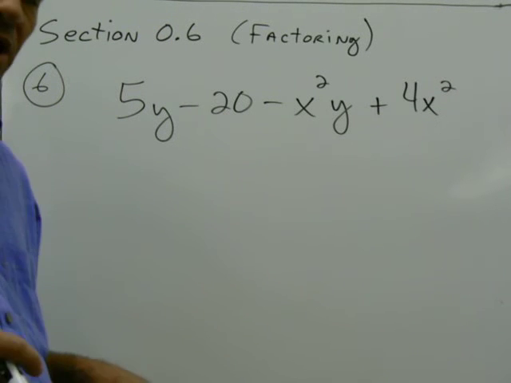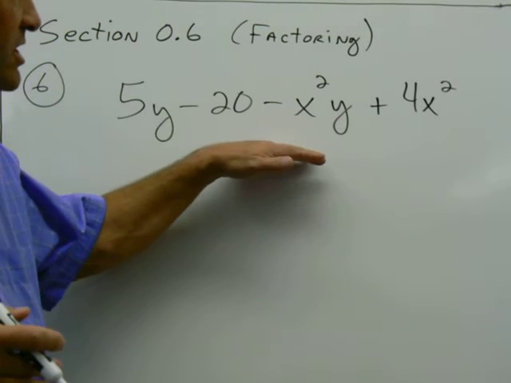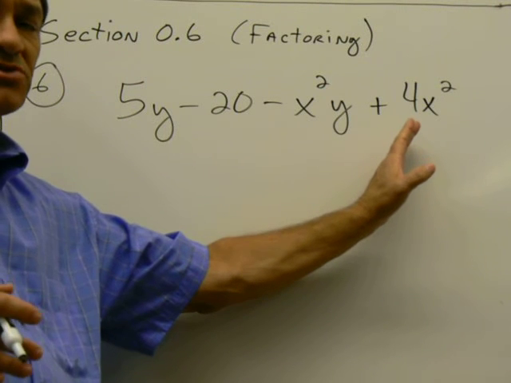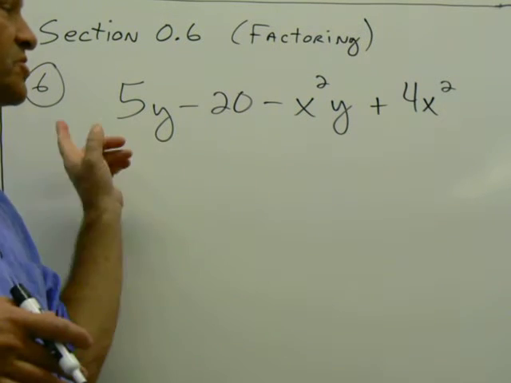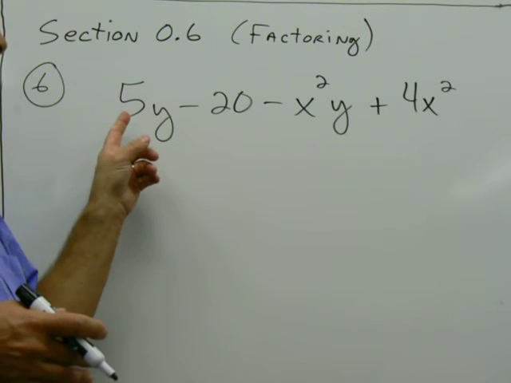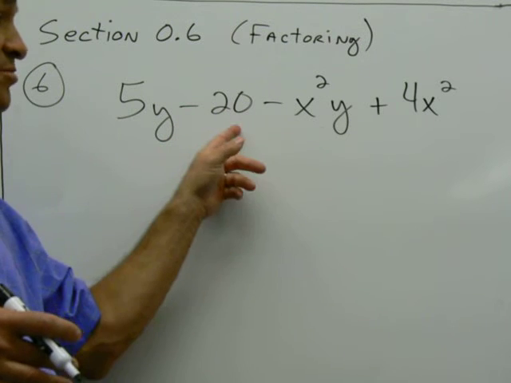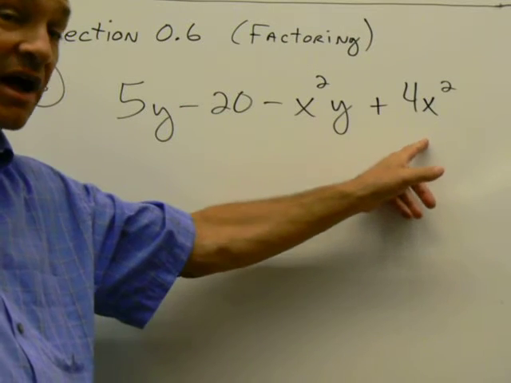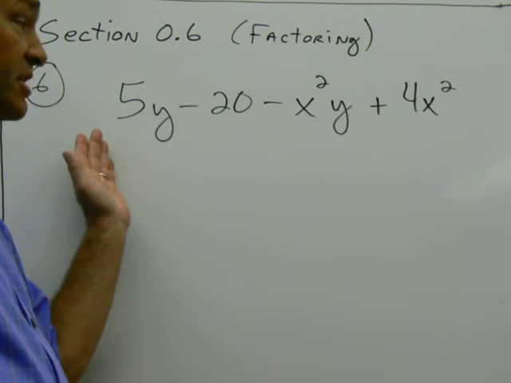We're now going to work problem 6 from section 0.6 on factoring. What makes this problem different from the last one that we did, problem 4, is that this one has 4 terms in it. I do have a common factor of 5 between the first 2 terms, but I don't have a 5 in the third term or in the last term. I can't factor a 5 out. It's not common to all of the terms.